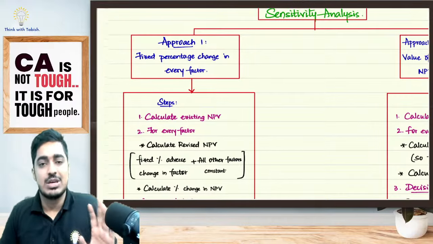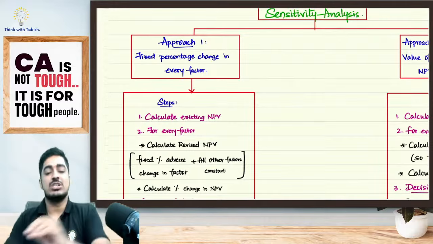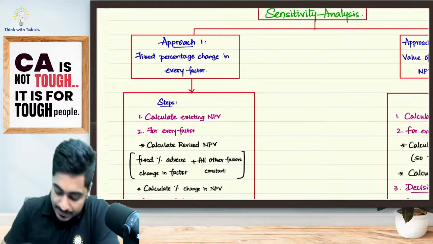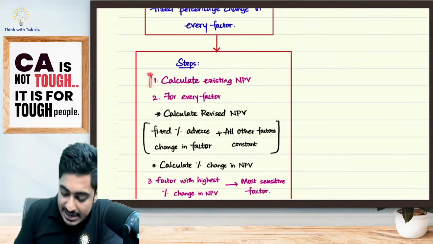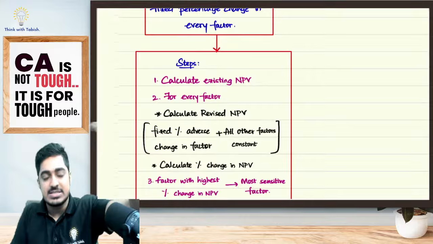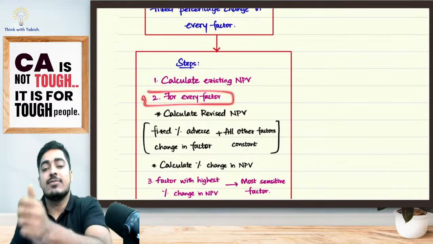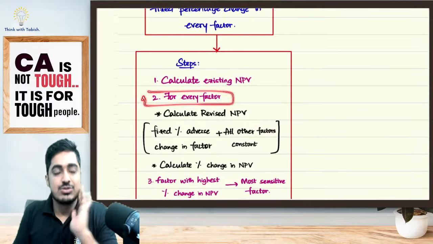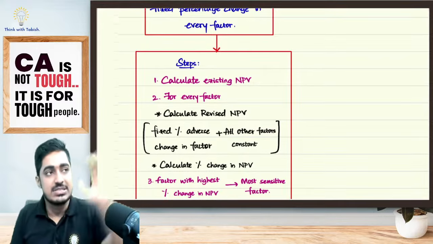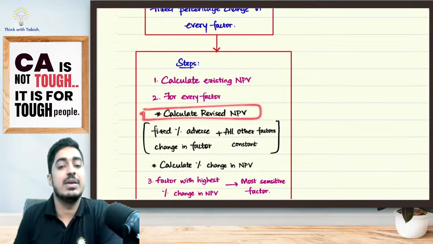This is the simplest way. The question will tell you by how much percentage every factor will change. The question told you 10 percentage adverse movement. Okay. Step one, I will calculate existing NPV of the project. Okay, I calculated. I got my existing NPV is 100 rupees. Now for every factor, just calculate the revised value of the factor. Yes, 10 percentage adverse movement was there. That means what will become my factor? That means what will be my revised NPV.